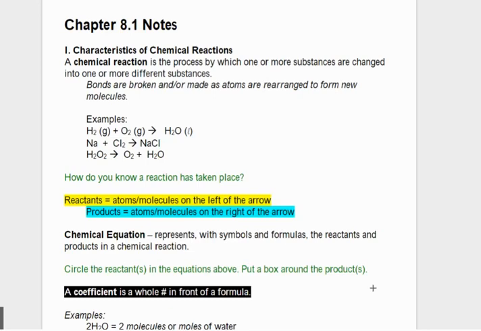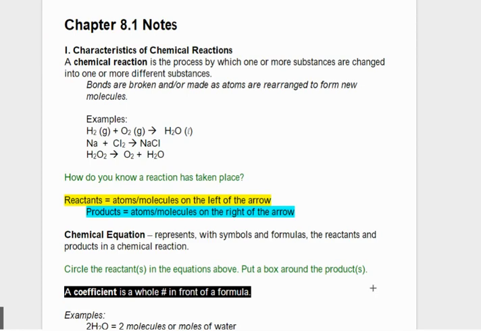Hello, today we're going to go over the Honors Chemistry Chapter 8.1 notes on balancing chemical equations. So yesterday we talked about a chemical reaction being the rearrangement of atoms to form new molecules. We have three examples of chemical reactions here below.